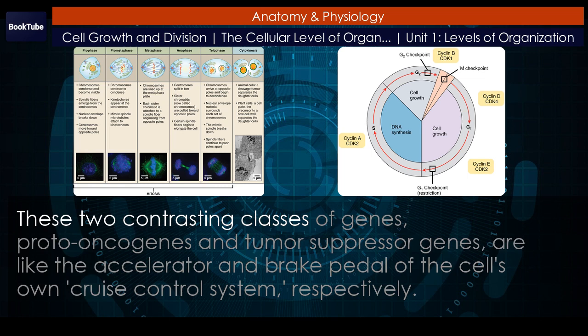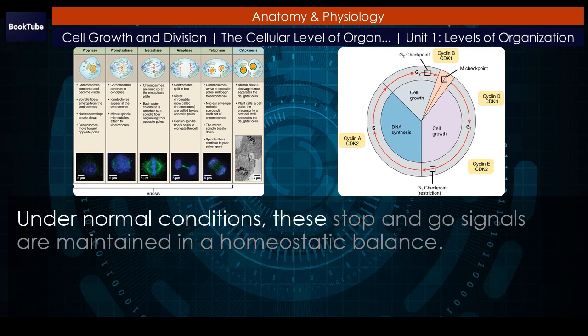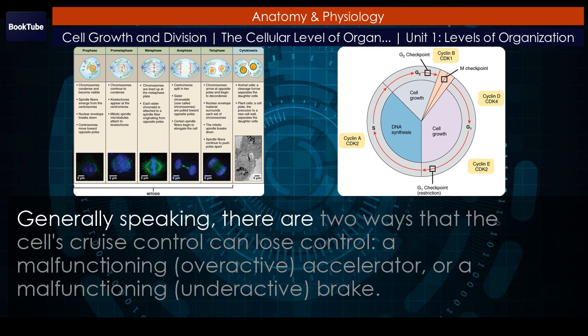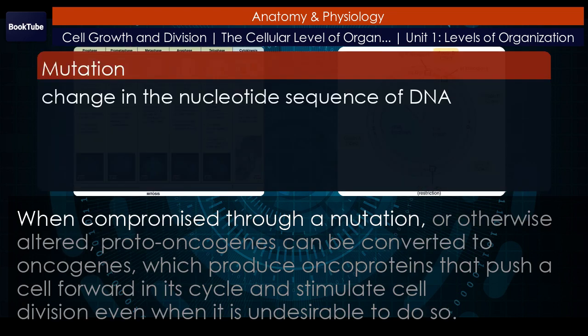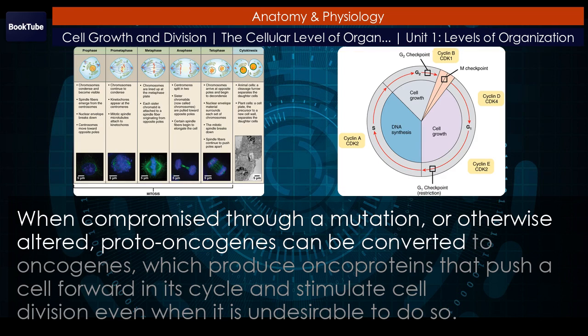These two contrasting classes of genes, proto-oncogenes and tumor suppressor genes, are like the accelerator and brake pedal of the cell's own cruise control system, respectively. Under normal conditions, these stop and go signals are maintained in a homeostatic balance. Generally speaking, there are two ways that the cell's cruise control can lose control: a malfunctioning, overactive accelerator, or a malfunctioning, underactive brake. When compromised through a mutation, or otherwise altered, proto-oncogenes can be converted to oncogenes, which produce oncoproteins that push a cell forward in its cycle and stimulate cell division even when it is undesirable to do so.